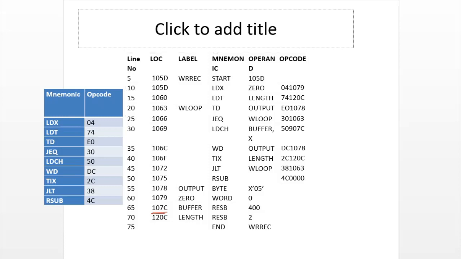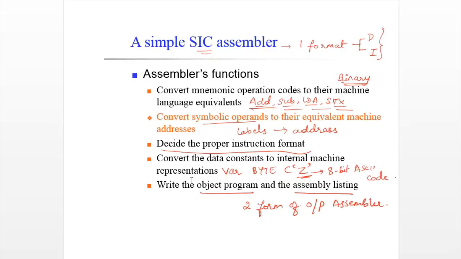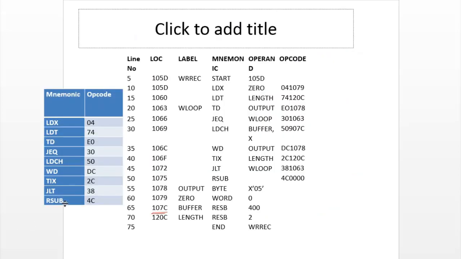Let's go back to our earlier slide. You can see here we have converted all symbolic operands to their equivalent machine addresses. We have decided the proper instruction format for all the instructions, and we have also converted all opcodes to their machine language equivalents. We need to convert the data constants to their internal machine representation. This is remaining now. This we are going to do now.